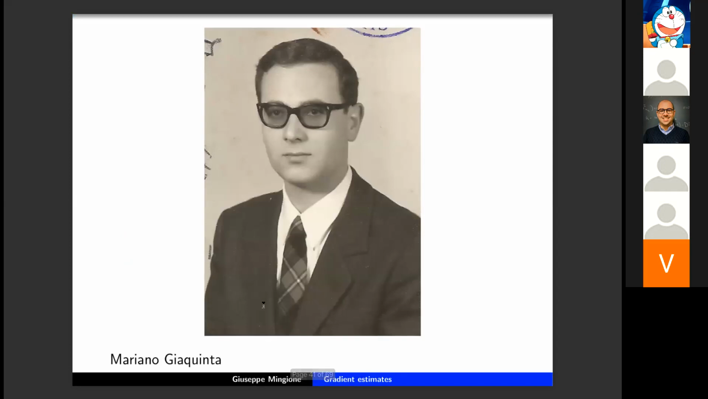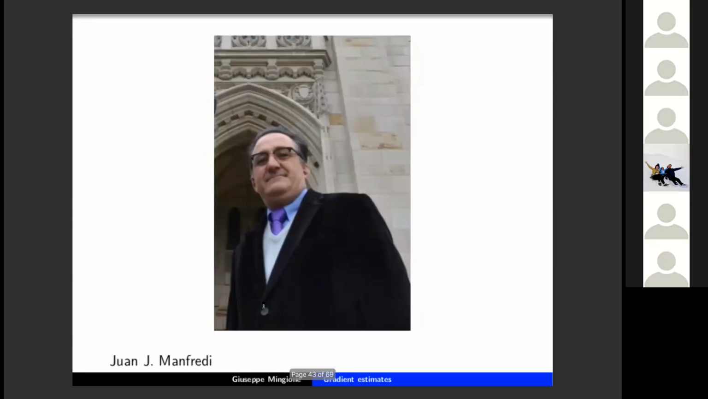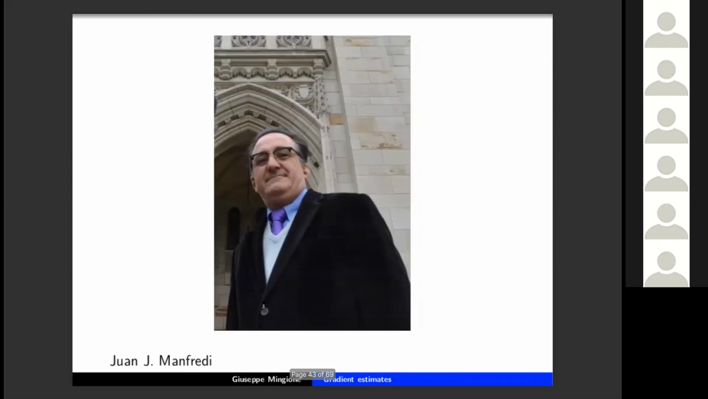So this is Mariano Giaquinta. This is Enrico Giusti. And this is Juan Manfredi. So these are the three guys, Giaquinta, Giusti, and Manfredi in the 80s.